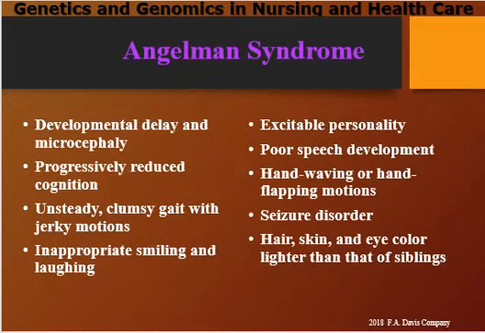They have progressively reduced cognition. They are unsteady, with a clumsy gait with some jerky motions, and tend to do a lot of hand waving and hand flapping. It's very characteristic of them to have inappropriate smiling and laughing for anything. It used to be referred to as the happy puppet syndrome, and so they always seem to be happy. They're always smiling. They have an excitable personality. I've mentioned the poor speech development, and their hair, skin, and eye color are lighter than that of their siblings.